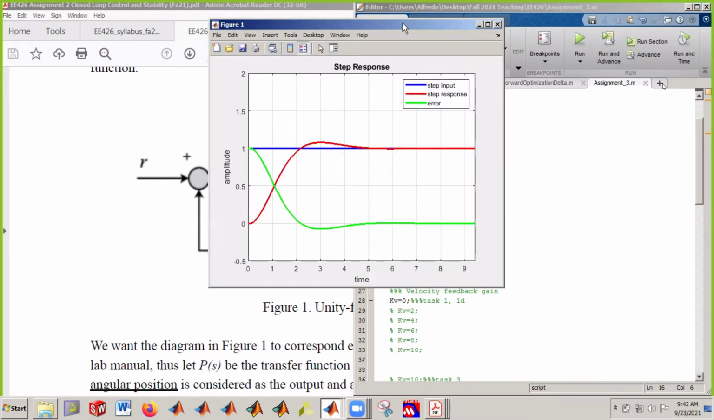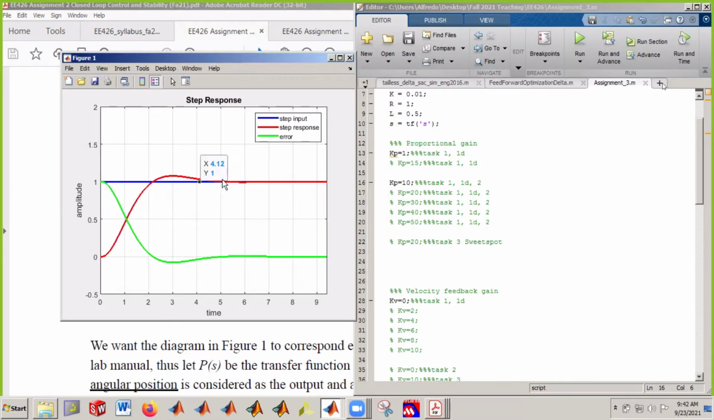Notice how we get a little overshoot here, but very little undershoot. There's almost no overshoot here, but eventually we settle down into the desired position. Now let's make this 15. Well, let's make this 20 right away.